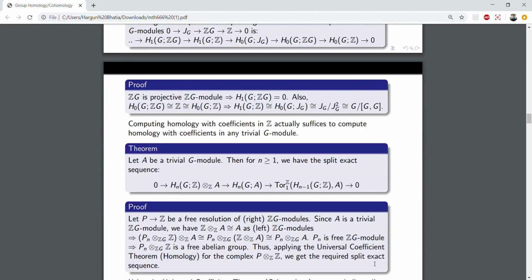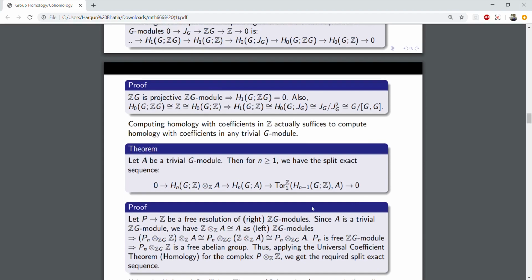Now you may ask, what about other G modules? It turns out if you take a trivial G module, then it's done. This Z will already answer those questions. This is given by this theorem. If you have any trivial G module A, then you have this split exact sequence: the nth homology of G with coefficients in A is related to the direct sum of these two abelian groups. This is the nth homology of G in Z tensor A, and the n minus 1 homology with this Tor correction factor.